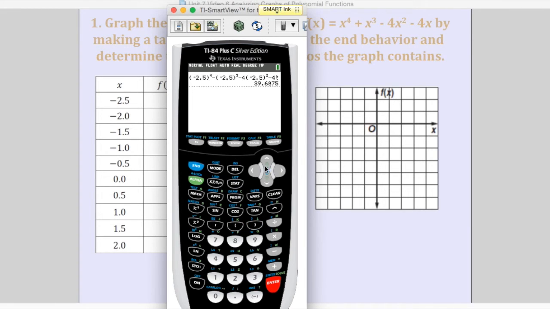did I miss something when I typed it in? Negative 2.5 to the fourth. Oh, right here. This should be a plus, right? So I'm going to arrow up. Hopefully you caught that. Plus with my x to the third. Almost there.